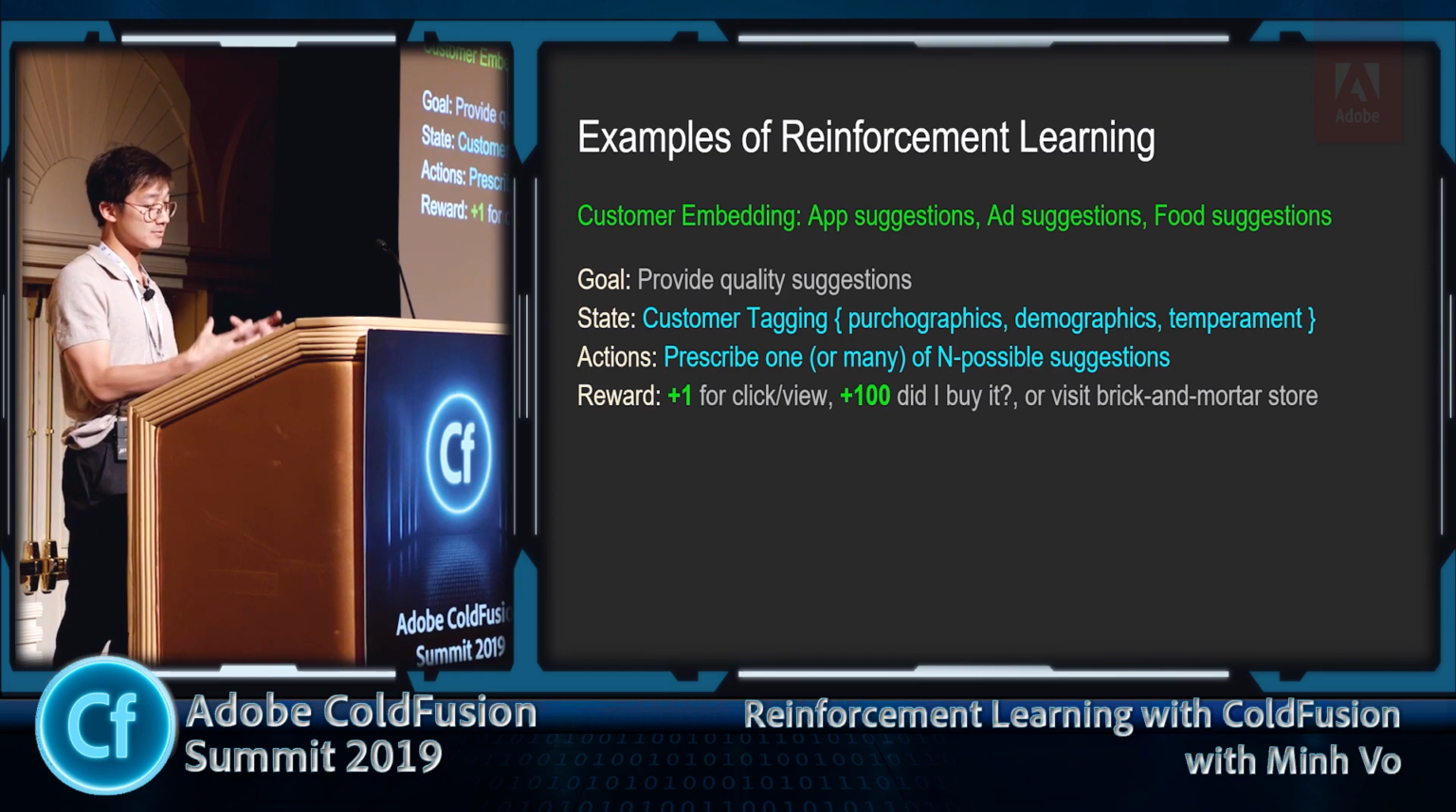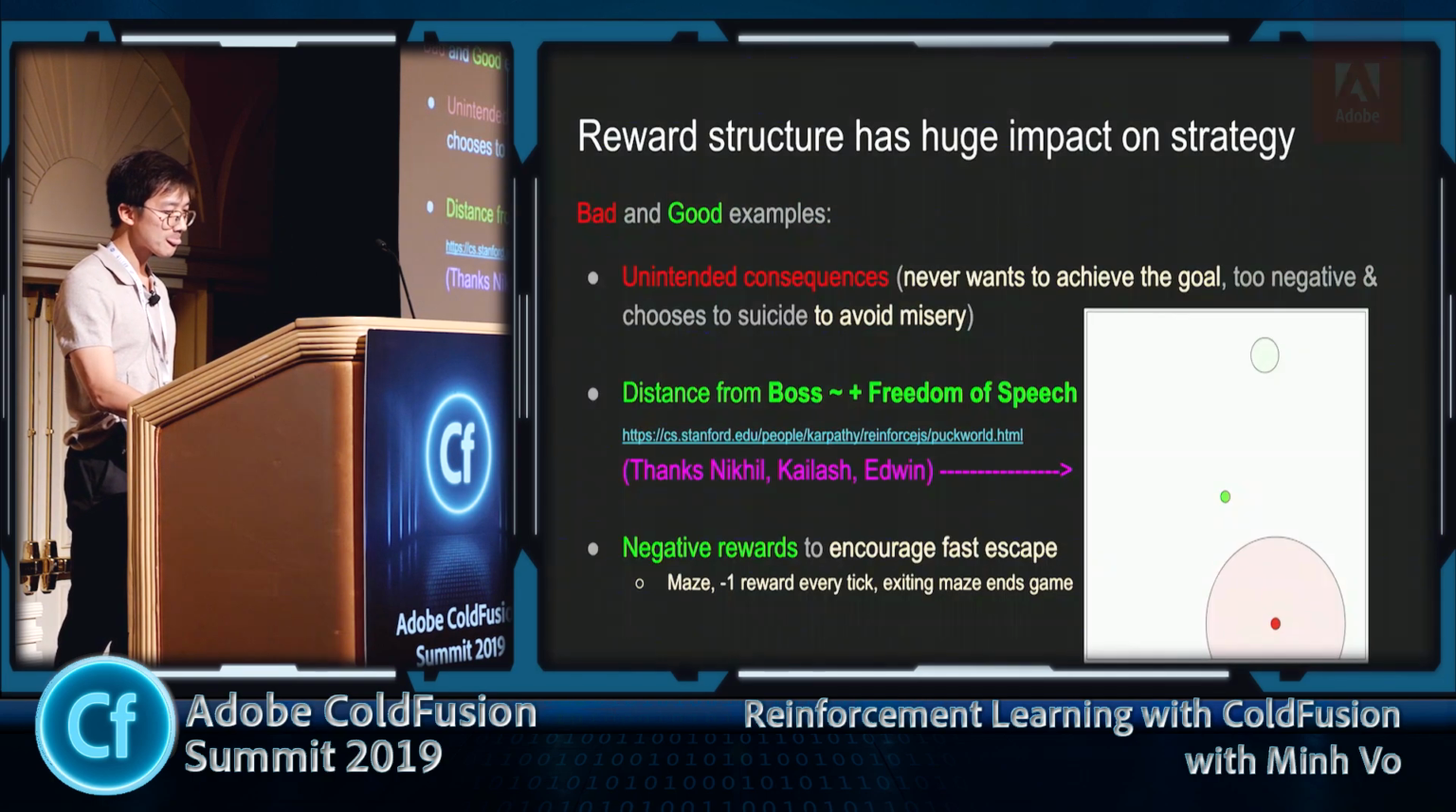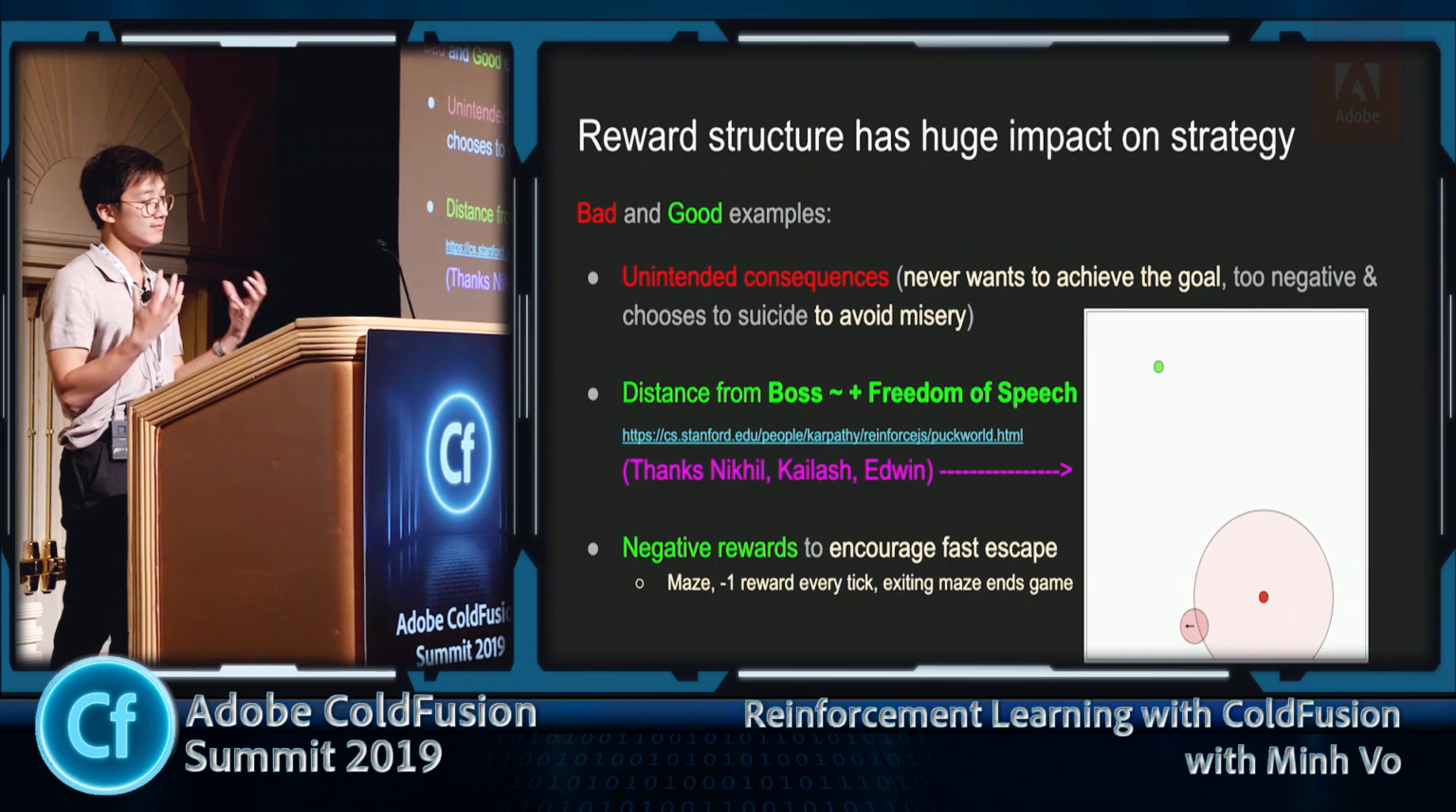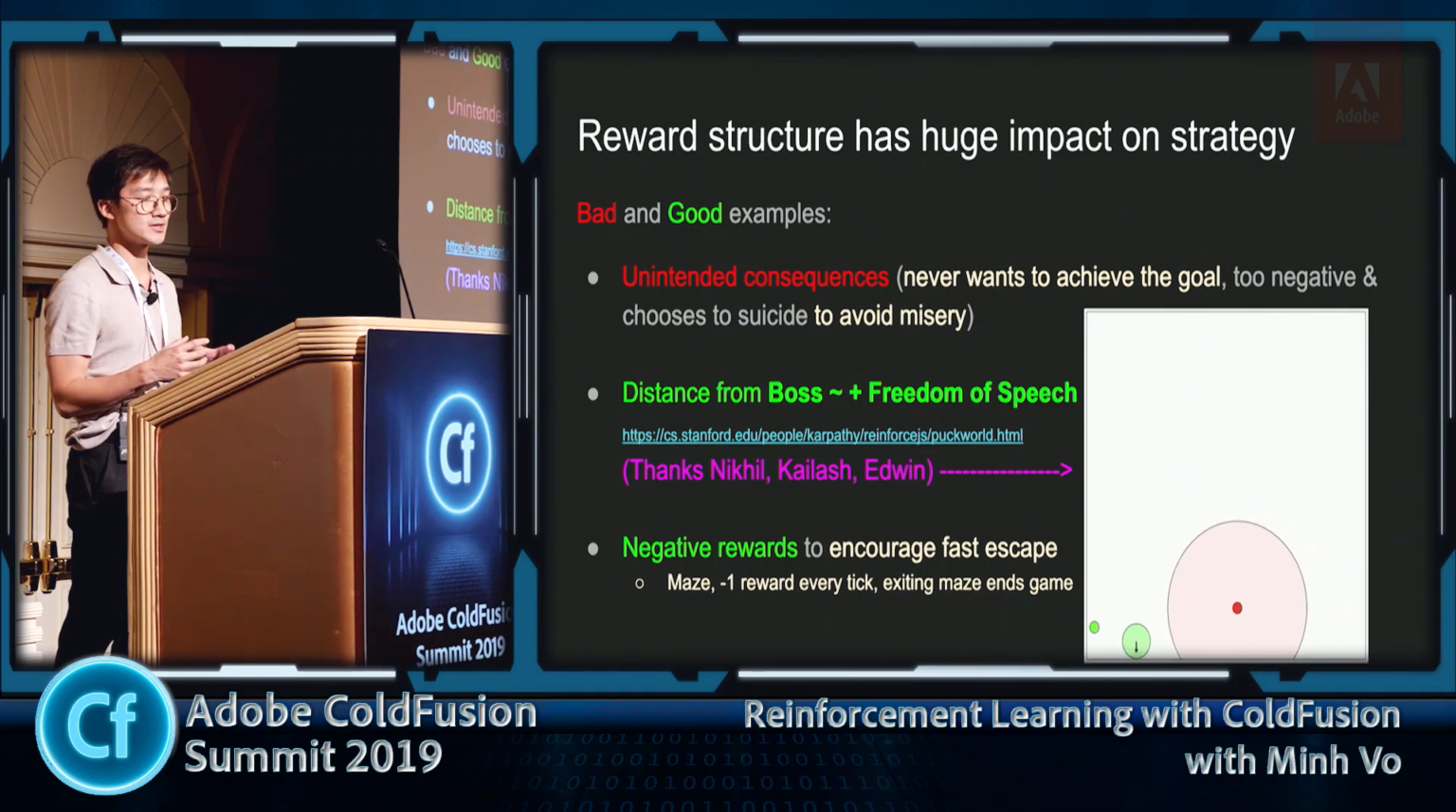The action here is just to prescribe one or many possible suggestions. And the reward could be +1 for every click view, +1 if I actually went and bought it, or if I visited, I don't know, the toy store. So reward structure obviously has a huge impact on strategy.